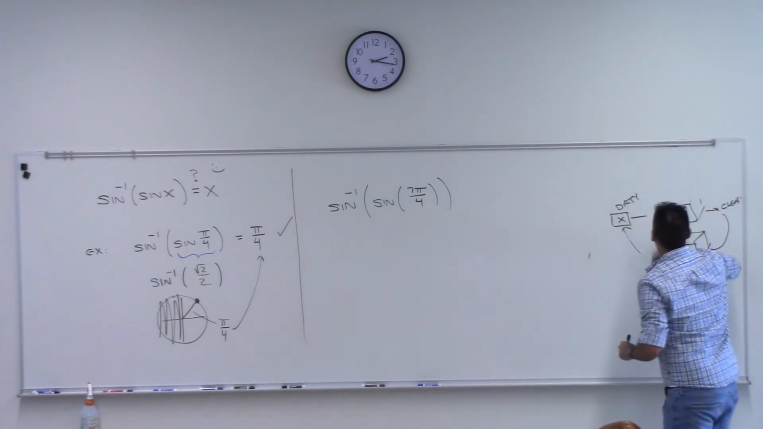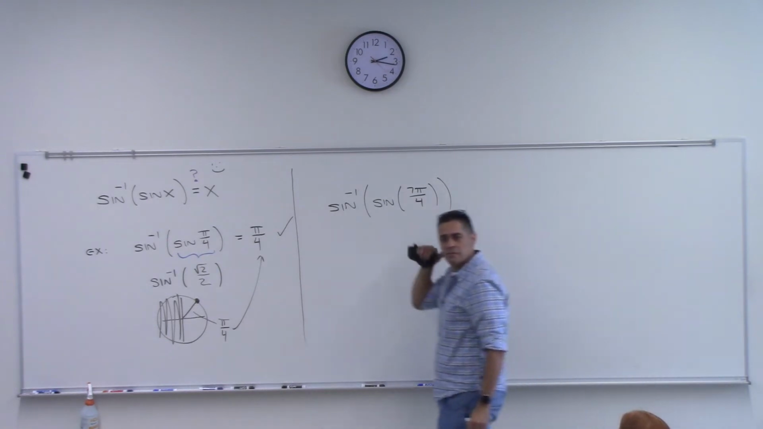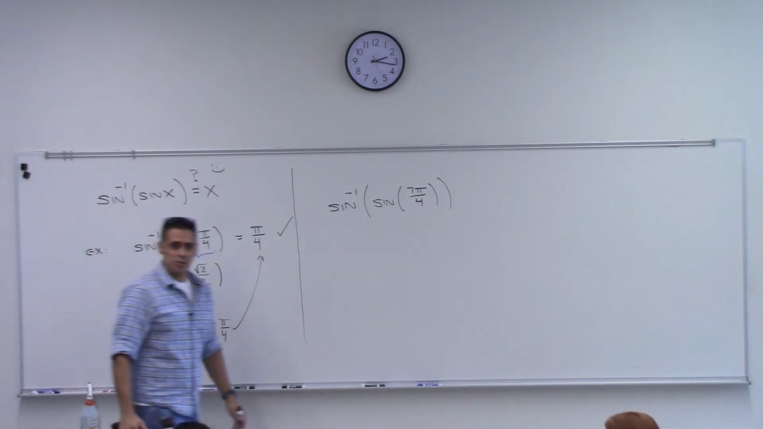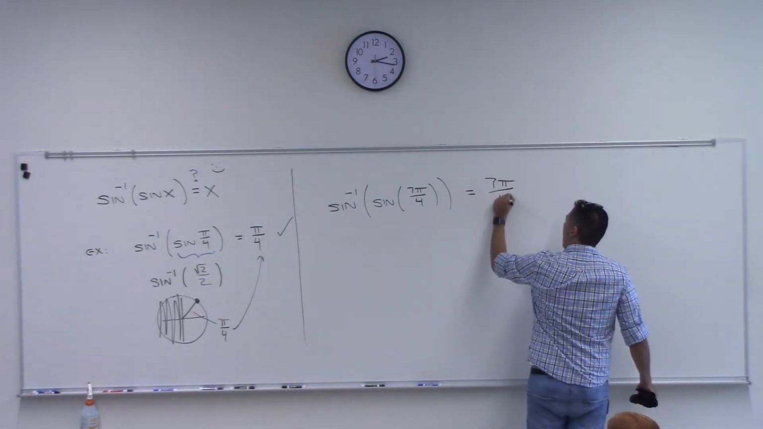If you use the cancellation property, what are you going to tell me the answer is? 7 pi over 4, right? That's what you're going to tell me the answer is. 7 pi over 4. And that's wrong.